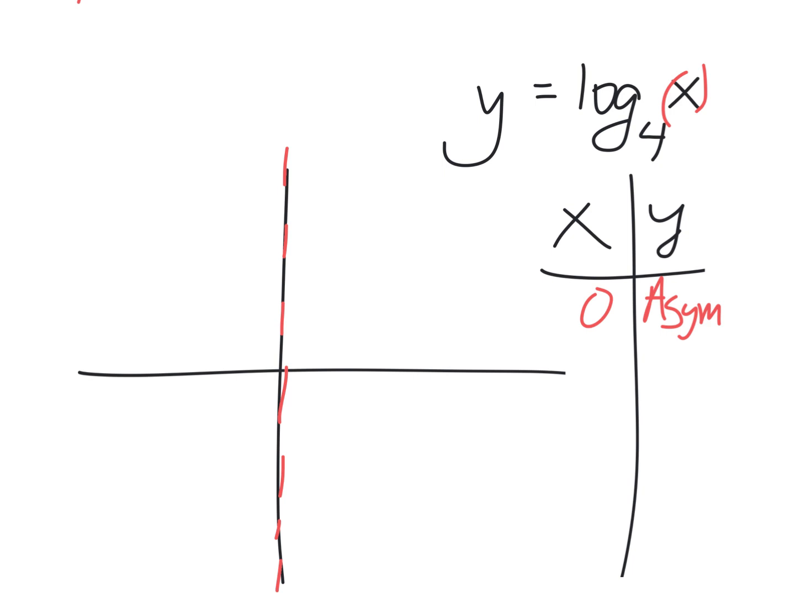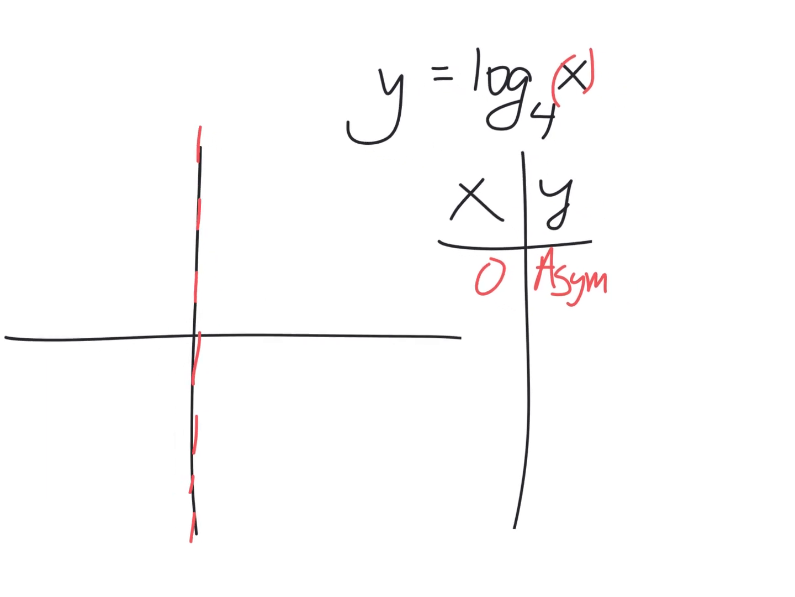You need that asymptote. If you don't have the asymptote on the test, you're going to get it wrong. It's really, really common for kids to forget that. So I'm telling you to just put it right on your chart.